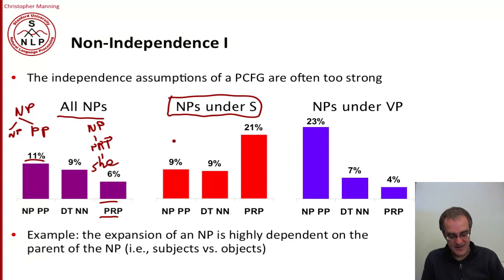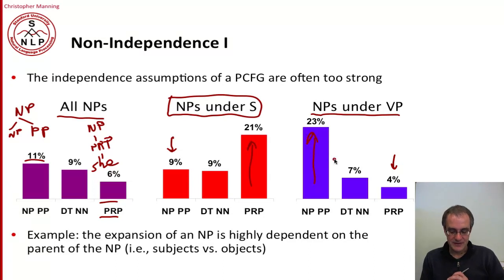So the chance of it expanding as an NP PP goes down a little. But what's really dramatic is that the chances of it becoming a pronoun go up enormously, about 3.5 times. In contrast, if we know it's a noun phrase under a verb phrase, the chance of it being a pronoun drops, but the chances of it being an NP PP go up a lot.